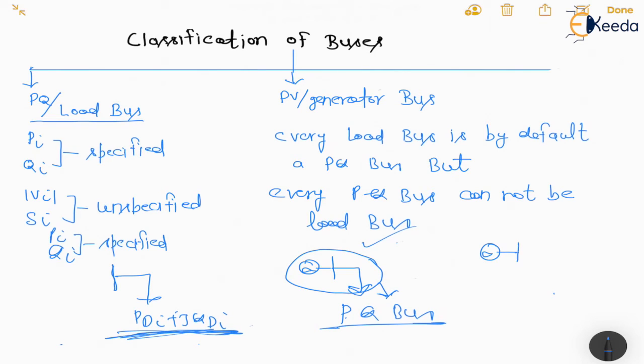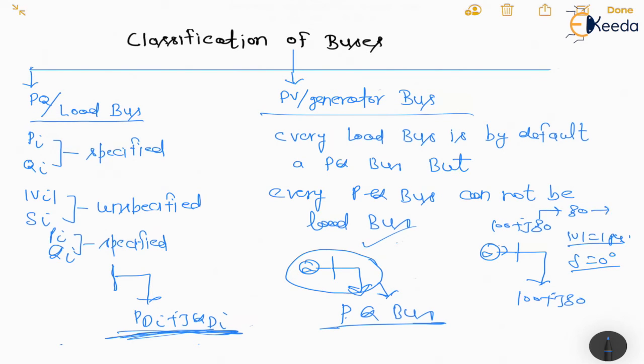Now one more concept we need to discuss: if the excitation is constant, let us assume the generation is 100 plus j80 and the demand is 100 plus j80. This is discussed in terms of a PV generator bus. At first our voltage is equal to 1 pu and delta is equal to 0 degrees. This is maintained, and we know that this generation will always be 80, because the excitation is constant.